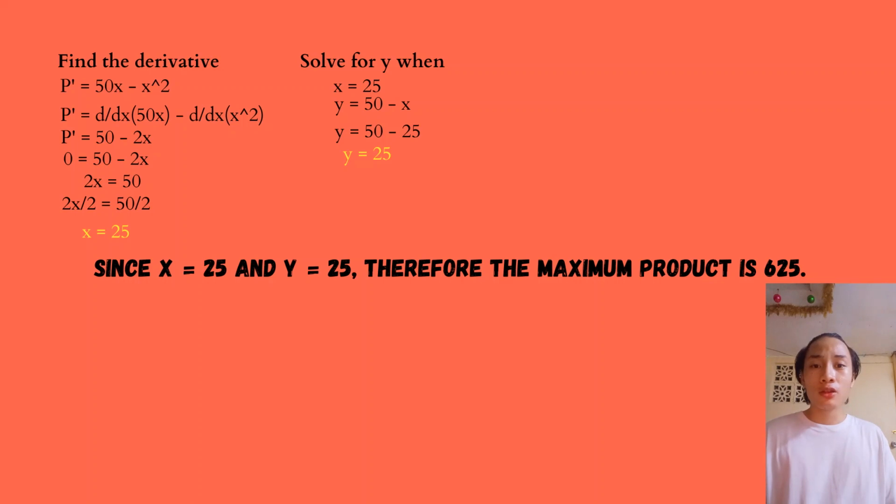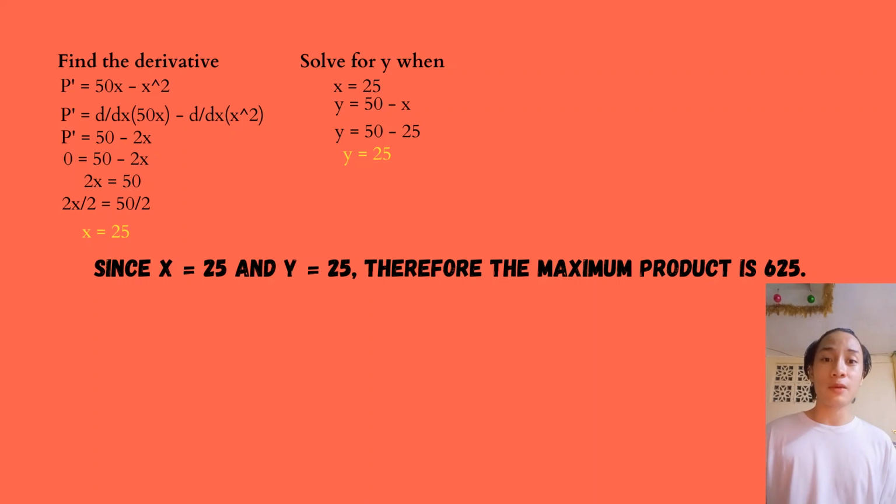So to get x, we need to divide by 2 and the 50 also. So 2x divided by 2 will be x. Then 50 divided by 2 will become 25. So our x here is equal to 25. Now that we have found the value of x, which is 25, let us proceed to the next step.